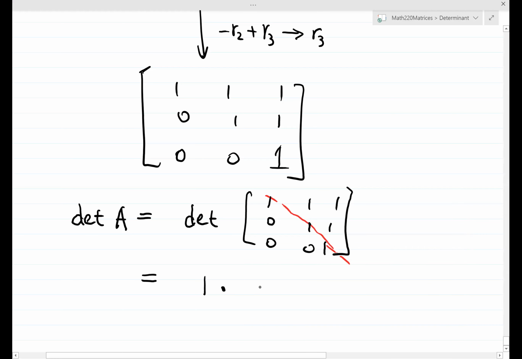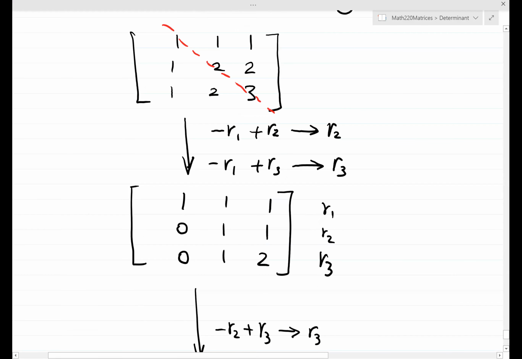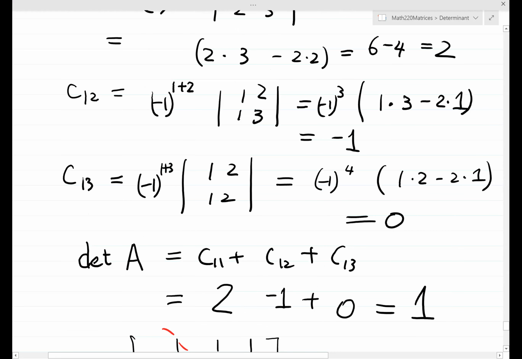So it's 1 times 1 times 1. So finally, this determinant A is again 1. You see, we computed the two methods, so we actually get the same result. Determinant A is 1. Okay.